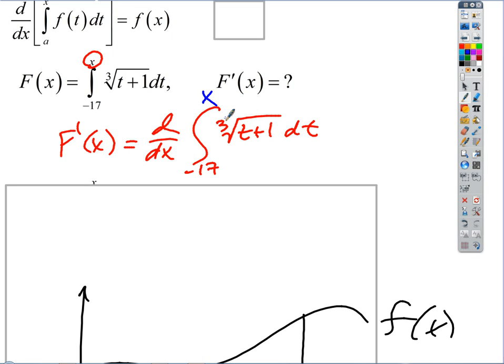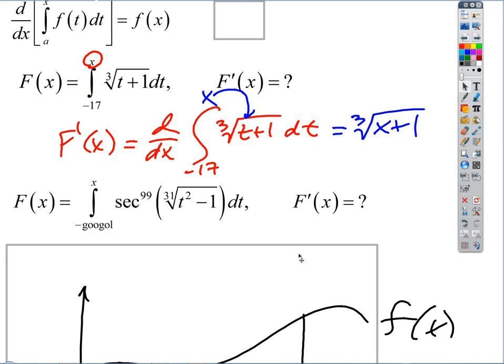What are we doing? Yeah, we're just evaluating it at x. So the answer is, remember, that's our rule. The x just pops in for the t. That's it. I know you're looking for something profound and hard, but that's all we're doing. Cube root of x plus 1. That ought to be harder, but it's not. That's the second fundamental theorem.